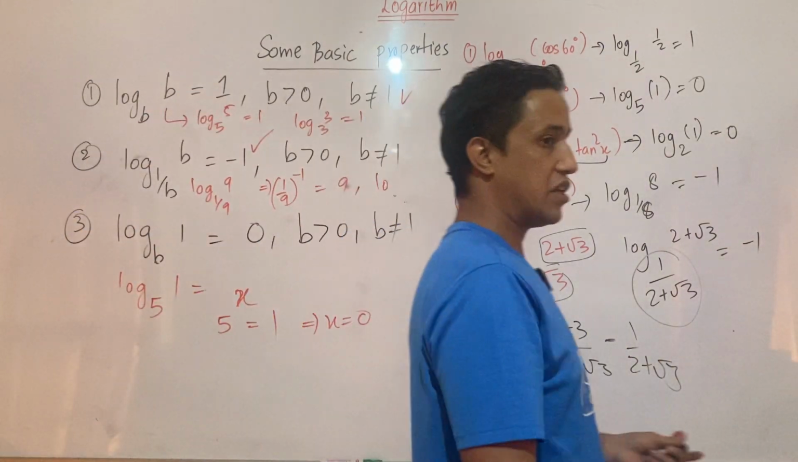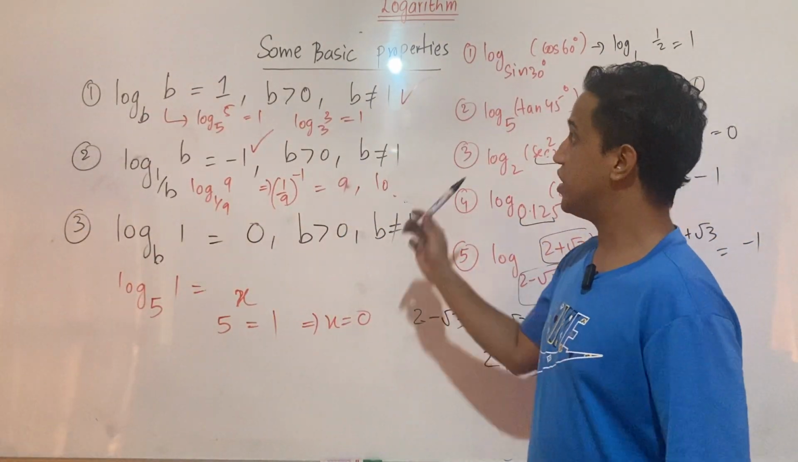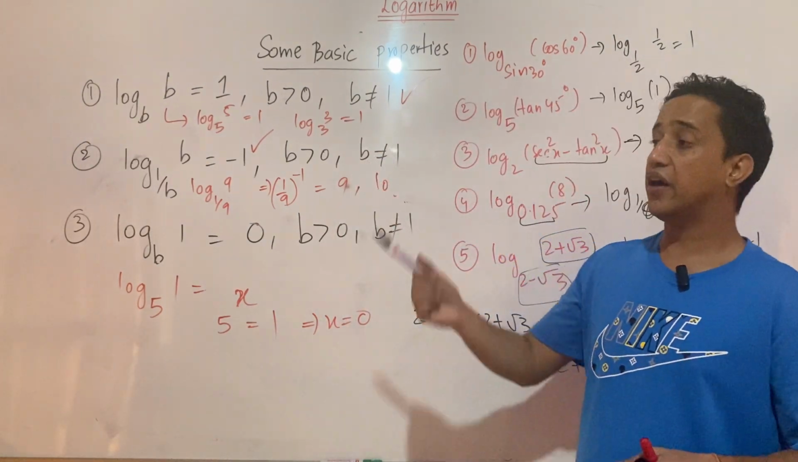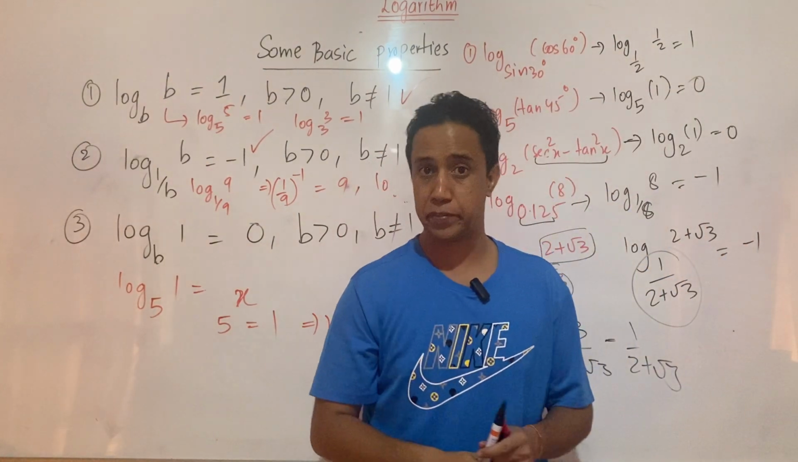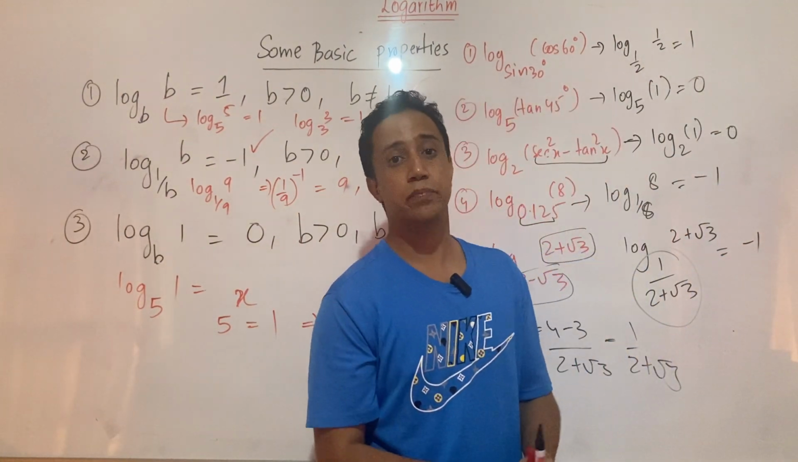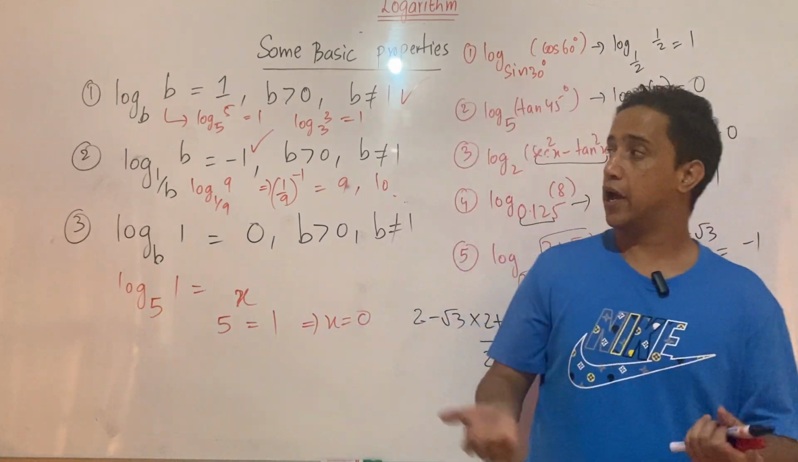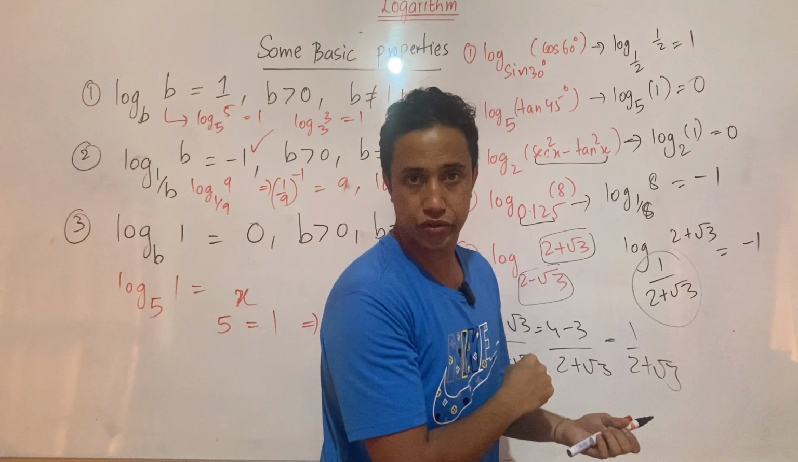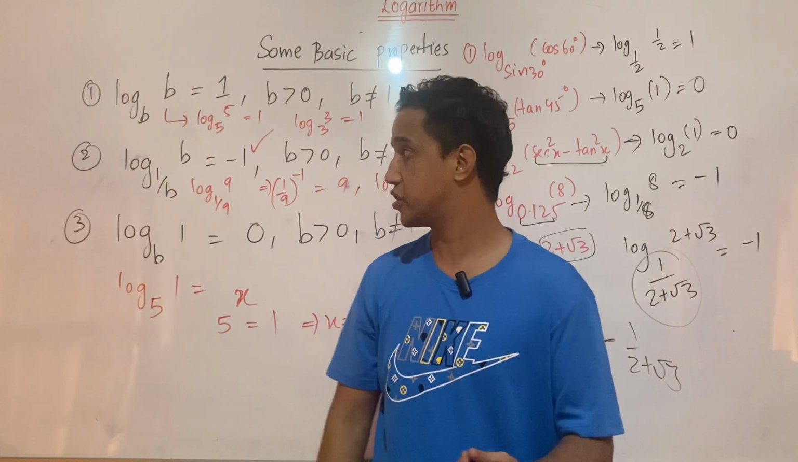So that's all about the basics. In our next session, we are just going to see these basic conditions that we have on logarithmic function, why the base must be greater than 0, why the base must not be equal to 1, and these two conditions. Okay, so I will see you in the next video.